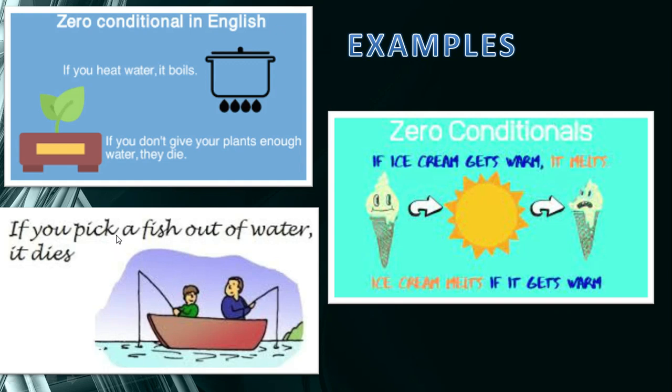So here, this is an example of zero conditional. If ice cream gets warm, it melts. It means that we know ice cream melts when it warms. Both the clauses are in simple present tense, and this is a fact. So this is an example of zero conditional.